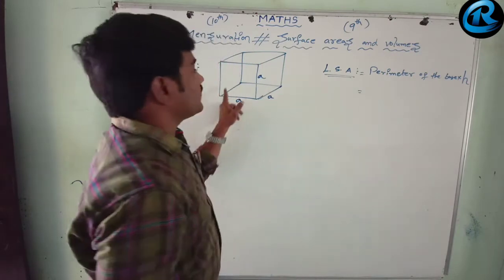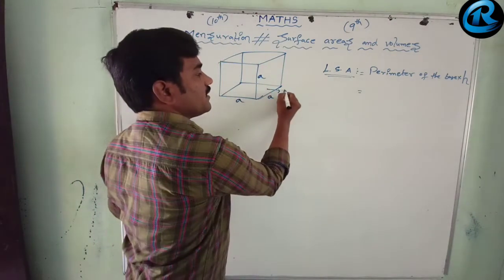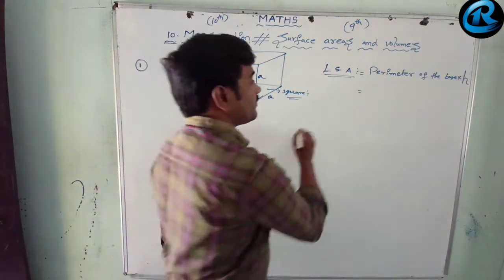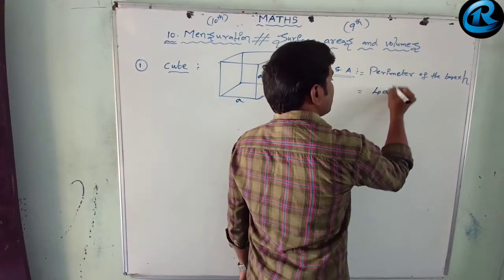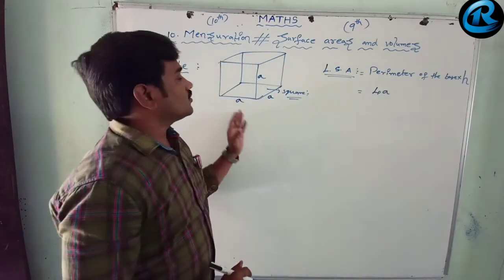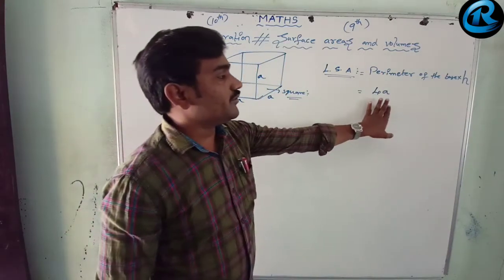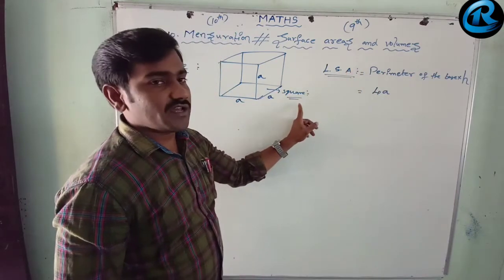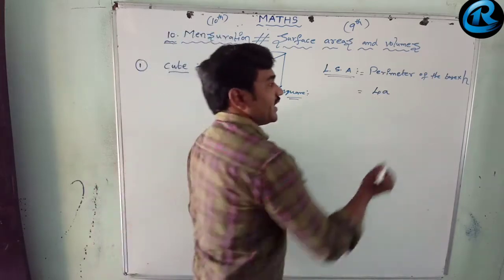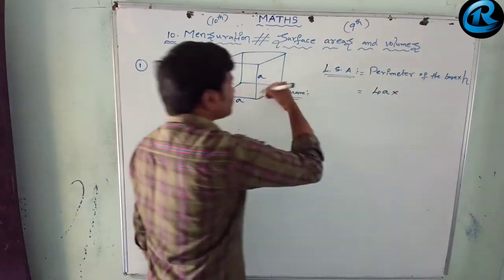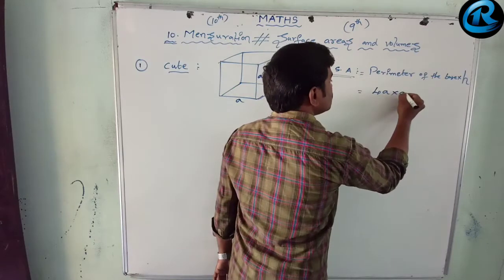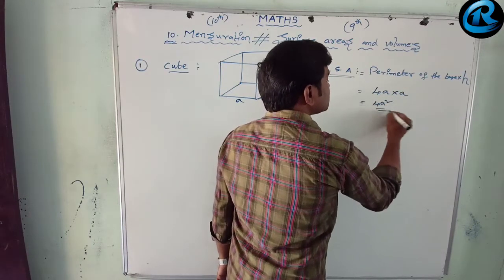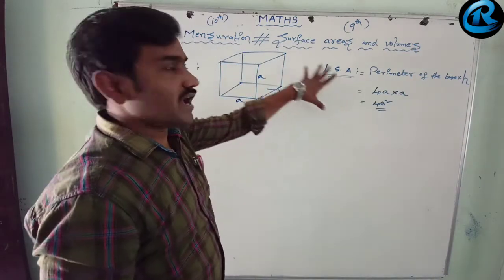What is the base here? The base is in the shape of a square. The perimeter of a square is 4a, that is 4 into side. The side is a units, so 4 into a, that is 4a, is the perimeter of the base. So the lateral surface area is the perimeter of the base, 4a, into height. What is the height of this cube? That is a units. So 4a into a is 4a square, and this is the formula of the lateral surface area of the cube.